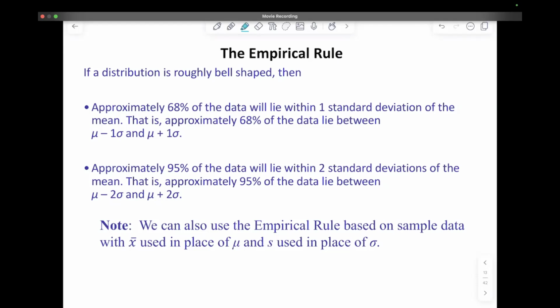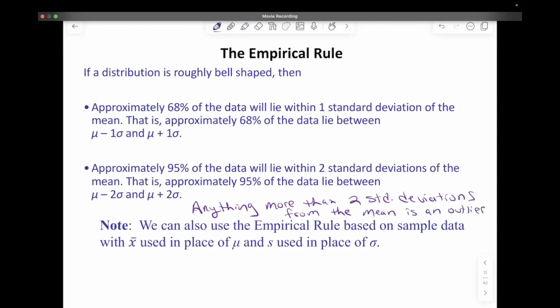So I'm going to write it down. Oh, that is a highlighter. We are not going to write it that way. Anything. I'm going to say this over and over again. You will hear this from me 25 times. So more than 2 standard deviations, that's my abbreviation for standard deviations. Man, my handwriting's really bad tonight. Sorry. From the mean is an outlier. I'm going to give you a second to write that down.